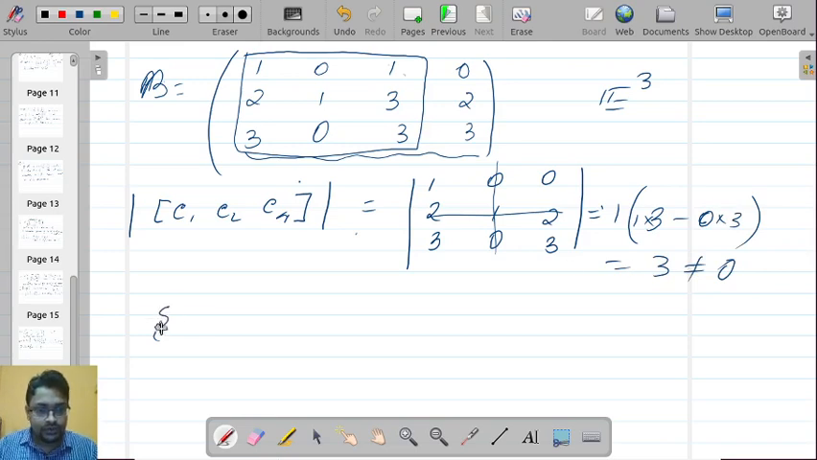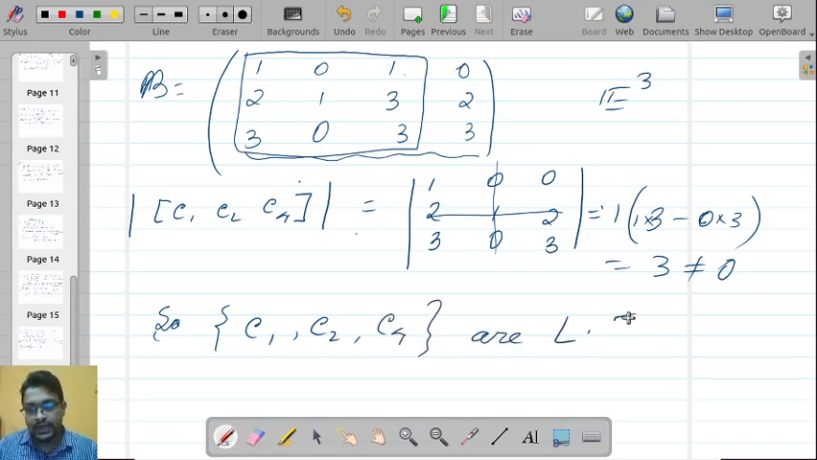Therefore these vectors C1, C2, C4 are linearly independent. Whenever the square matrix formed with these columns is non-singular, we can immediately conclude that these are linearly independent. So C1, C2, C4 are linearly independent.